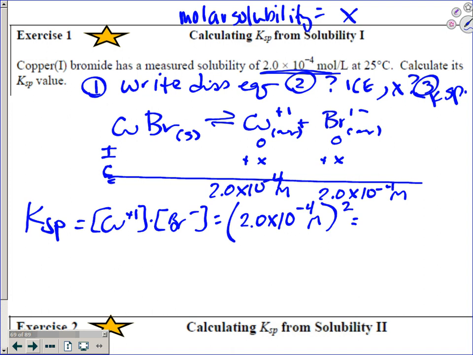All right, so 2 times 2 is 4. And then anytime you multiply an exponent, what do you do to the exponents? Add them, so 10 to the negative 4th times 10 to the negative 4th is 10 to the negative 8. And is there a unit on Ksp? No. What's that, Emily?